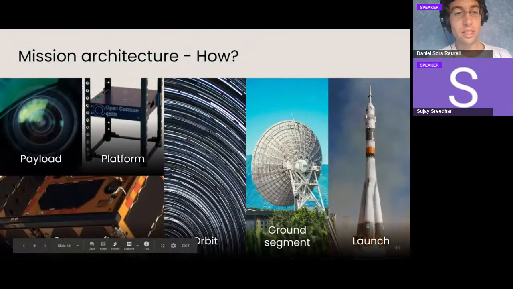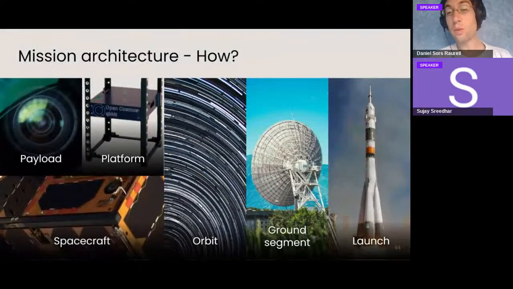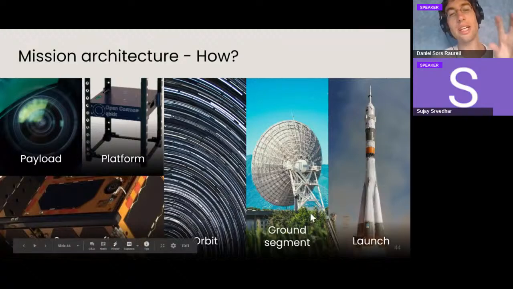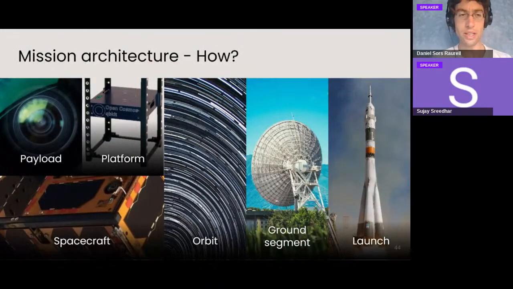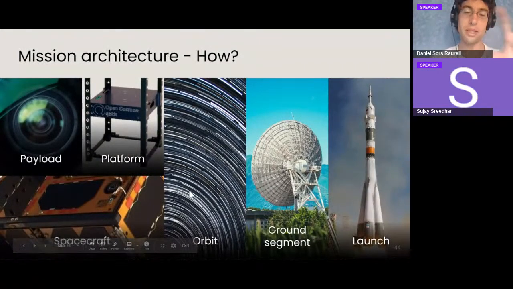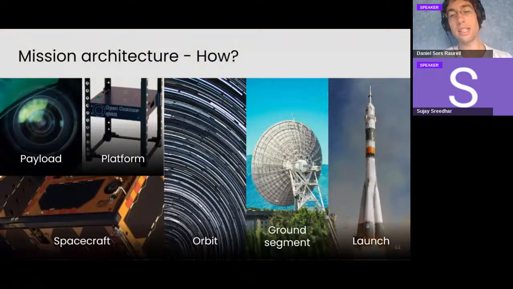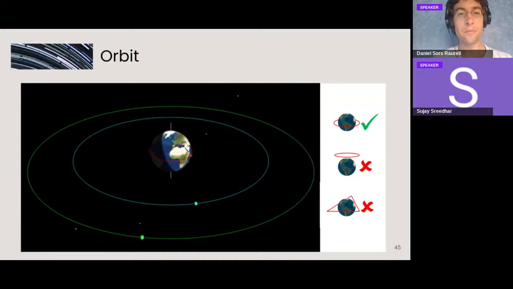So we've been touching base with a spacecraft, essentially the satellite that is composed of the payload and the platform. We have started to get some insights regarding orbits, and now we're going to go into a bit more depth on orbits. And then we're going to touch base also on the ground segment and the launch. These are the main key components to finalize the design of our mission. So we already defined a bit our payload, our platform, a bit our satellite, and now we are going to do this exercise of getting more knowledge about orbits, which are essential in a space mission.